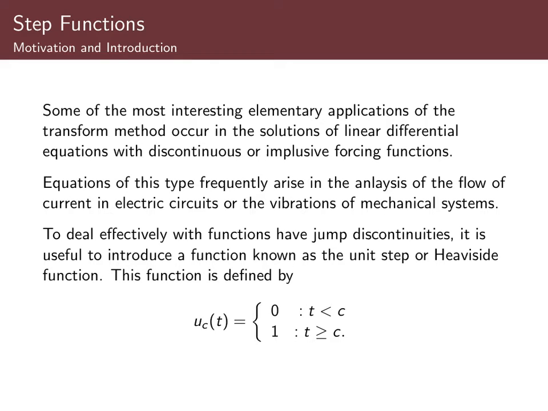To deal effectively with functions that have jump discontinuities, we need to have the most elementary jump discontinuity as a model, and we do so by using the unit step or Heaviside function, which was developed by a gentleman named Oliver Heaviside. This function is defined by u sub c of t, which is 0 when t is prior to c, and 1 when t is greater than or equal to c.